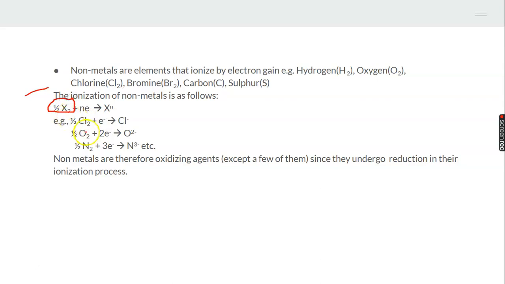Okay? So when this combines with this, where n can be 1, 2, 3. So these are real examples where you have chlorine gas gaining an electron to become ionized to chlorine ion. Okay, same thing with oxygen, gaining 2 electrons from the corresponding metal to become ionized and all that. So non-metals are therefore oxidizing agents, except for a few of them, since they undergo reduction in their ionization. They reduce from 0 to minus. So that's why they undergo reduction. Hence they are good oxidizing agents.